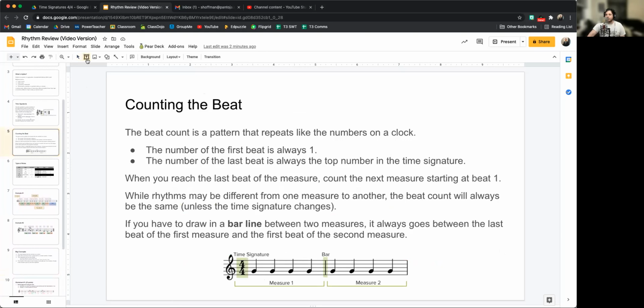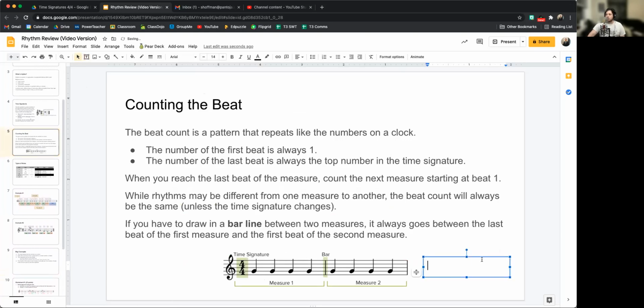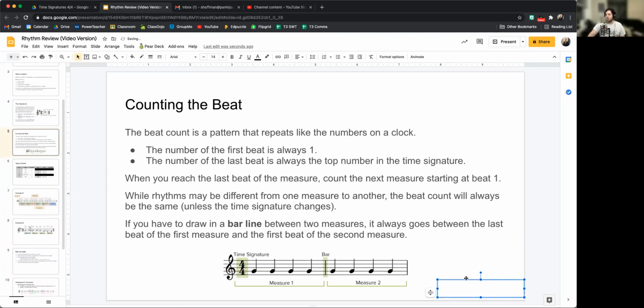All right. I'm going to leave a text box here. I'm just going to put it in the corner. I'm going to make it a little smaller. You're going to type, what are you going to type? You are going to type your favorite flavor of ice cream in here.